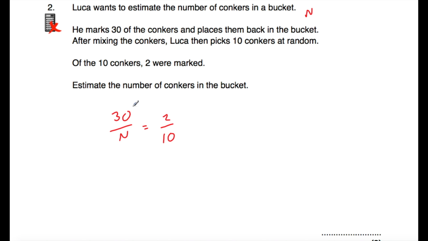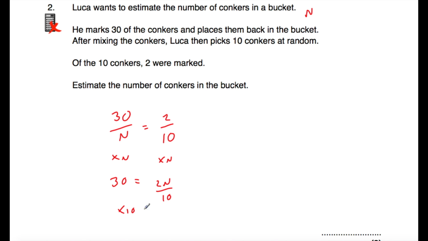So that's our equation, and we're going to solve it to work out an estimate for the total number of conkers in the bucket. If we multiply both sides by n, on the left hand side we would get 30 divided by n times n, which is equal to 30, and on the right hand side we had 2 tenths times n, which would be equal to 2n over 10.